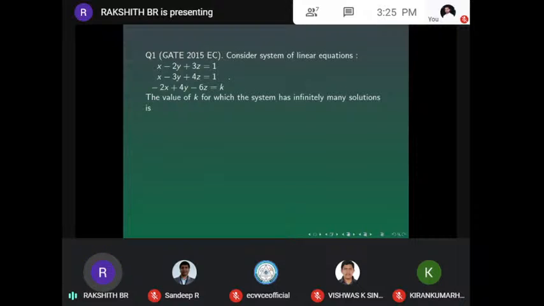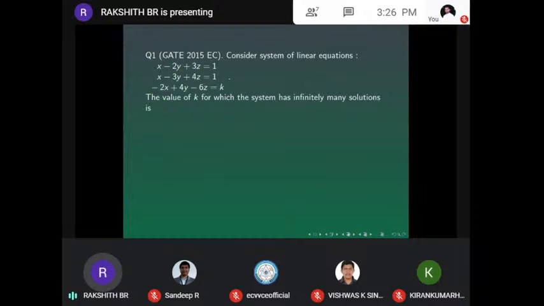Consider the linear equations: x minus 2y plus 3z equals 1, x minus 3y plus 4z equals 1, and minus 2x plus 4y minus 6z equals k. The question is: find the value of k for which the system has infinitely many solutions.